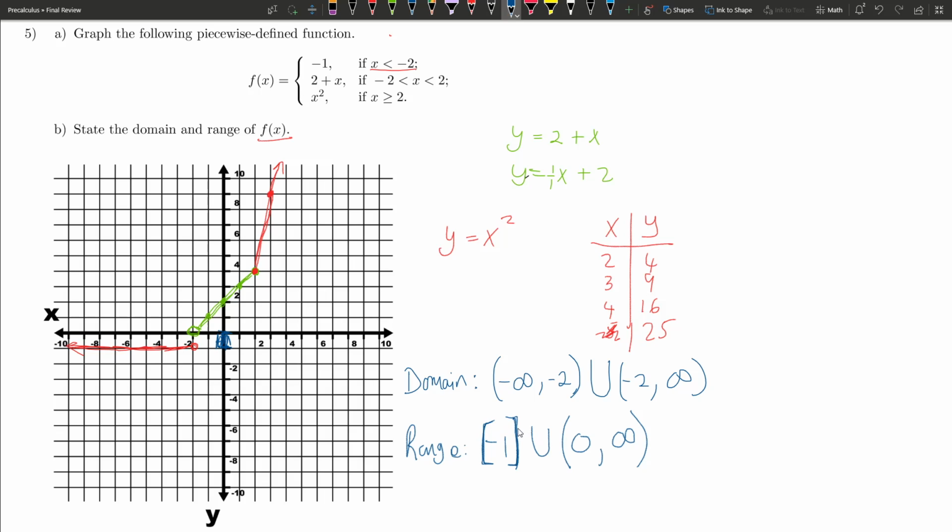I have to be honest, I've never actually written an interval where it was just a single thing in there and then it's union with something else. So this is a little bit strange for me, but overall I'm still confident with how I wrote that.